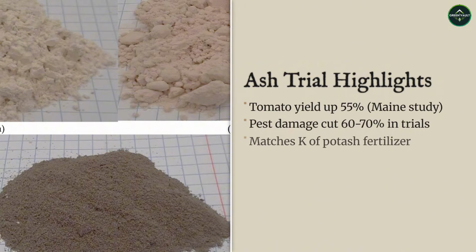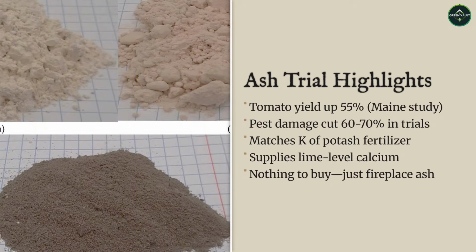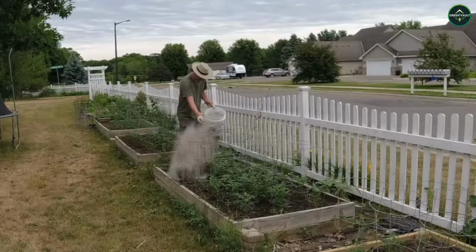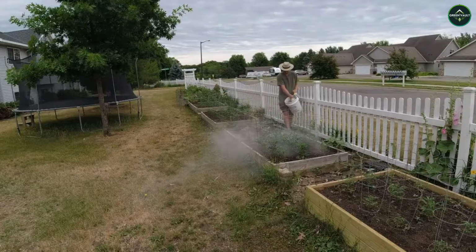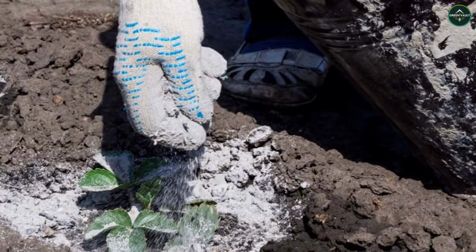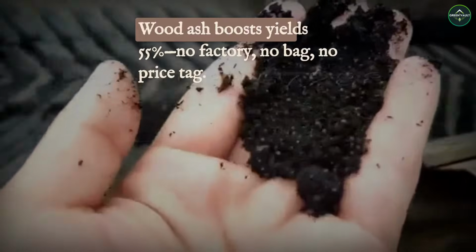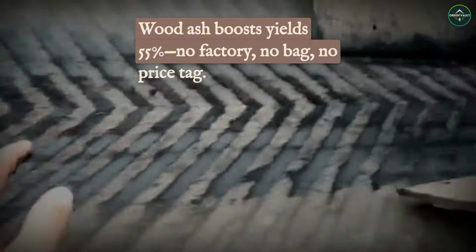Wood ash contains the same potassium as potassium sulfate fertilizer, and the same calcium as agricultural lime, without processing, without transport, and without cost. It does what bagged fertilizer does, without the bag, the factory, or the price tag.